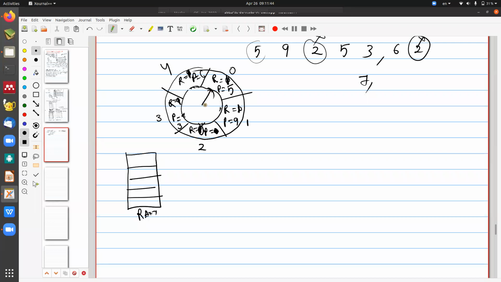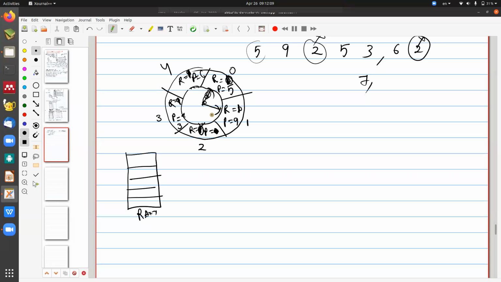Where is your pointer? The pointer is pointing here. But your reference is 1. Since the reference is 1, it will give you one more chance. और एक chance आपको देगा. If the pointer is pointing to a frame whose reference bit is 1, then this algorithm will give one more chance. कैसे chance देगा? It changes it to 0 and moves the pointer to this place.